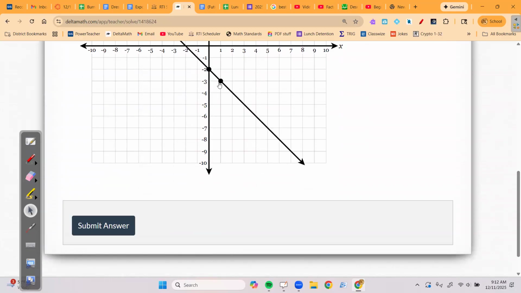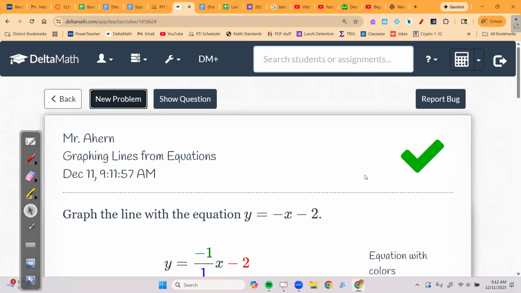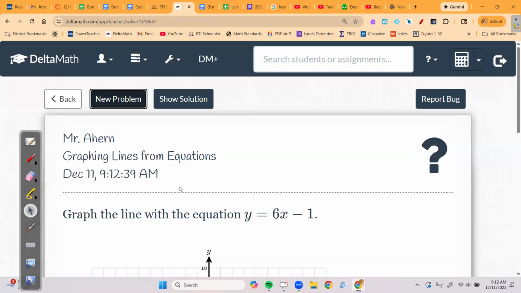It doesn't require you to do more than one point. What's interesting about this is if you wanted to, you could go down 8 and right 8. And you see how you're still making a slope of -1. It doesn't care. You don't have to pick the closest point. So do you guys have any questions about this?